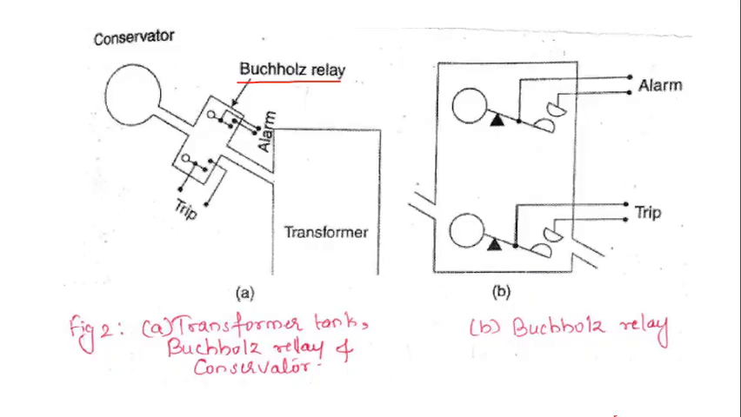So what happens here? This is a conservator, as I already mentioned, and this is a transformer tank. Between these two, with the help of a pipe, we are fixing this Buchholz relay. This Buchholz relay consists of one alarm indicator as well as the trip signal. Because of the incipient faults, heating takes place, and because of which decomposition of the insulation material takes place, and gases are formed.